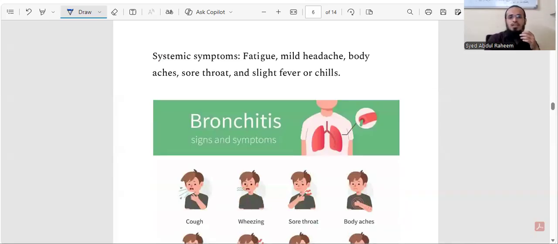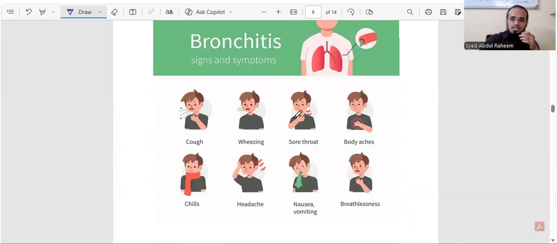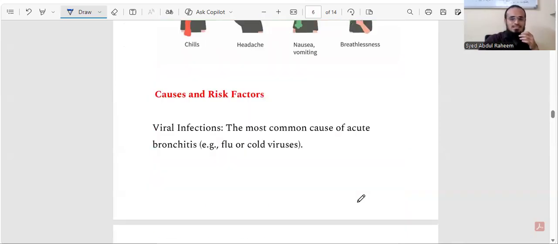Systemic symptoms: you have fatigue, headache, body ache, sore throat, slight fever, cough, wheezing sound, chills, nausea, vomiting, and sometimes breathlessness.